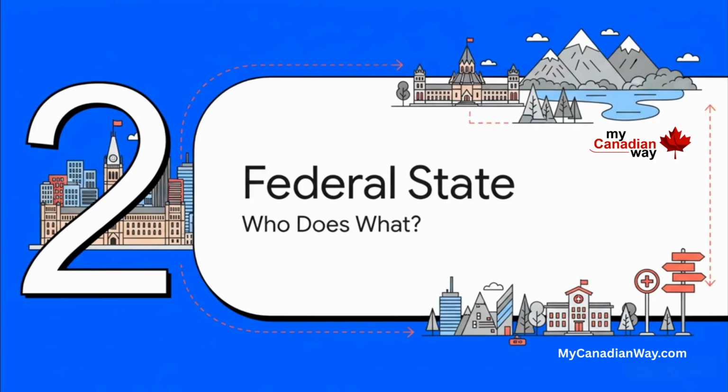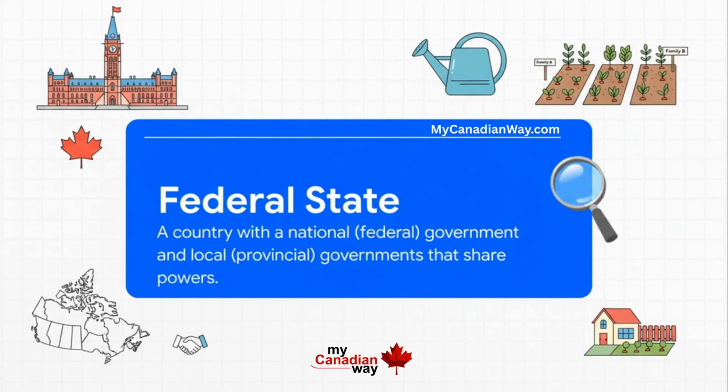First up, let's talk about what a federal state is. This idea is really all about how we share the work of running the country. It's about who does which job. So a federal state just means we have different levels of government that work together. We have one big national government for the whole country. We call that the federal government. And then we have smaller local governments for each province and territory.